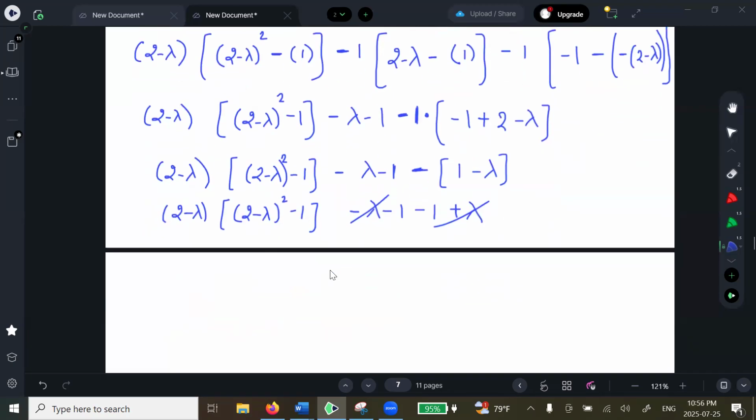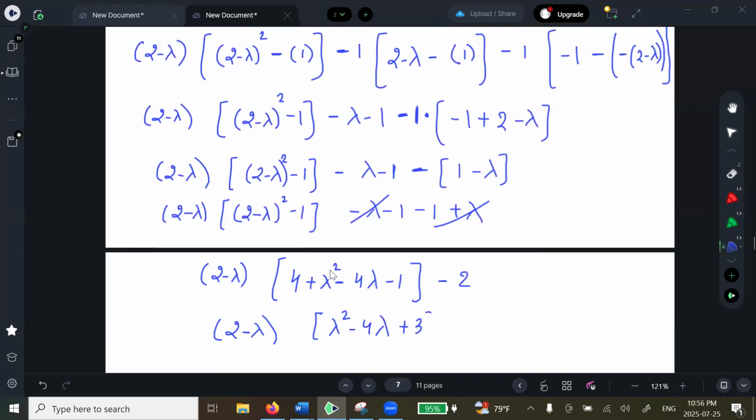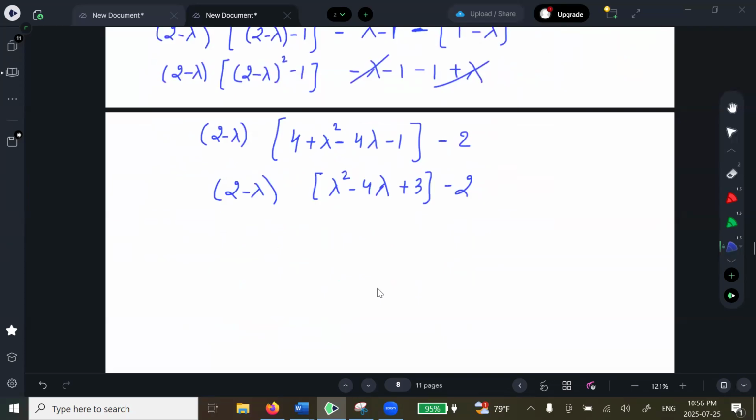So this crazy complicated question is taking me 5 minutes, right? So -4 lambda minus 1, and then I have -2. So what do you get? 2 minus lambda, and then I have lambda square minus 4 lambda plus 3 minus 2. Now to find the eigenvalues, this gives me a cubic, right? So that's not fun.